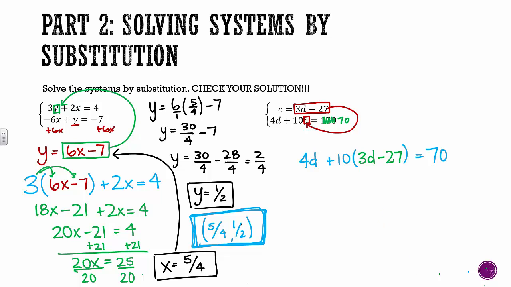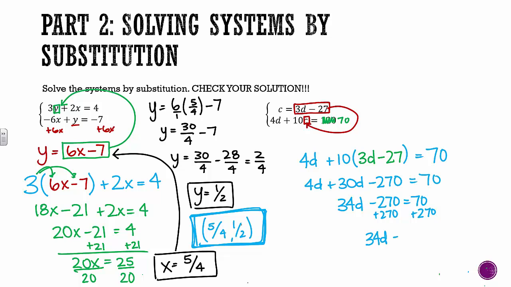So now we're going to have to solve this. Do some distribution, so we get 30d minus 270 equals 70. Combine our like terms, so we get 34d. And then get x by itself, or d by itself. So if I add 270 to both sides, I end up with 34d equals 340. And if we divide by 34, we get a nice pretty number, d equals 10.